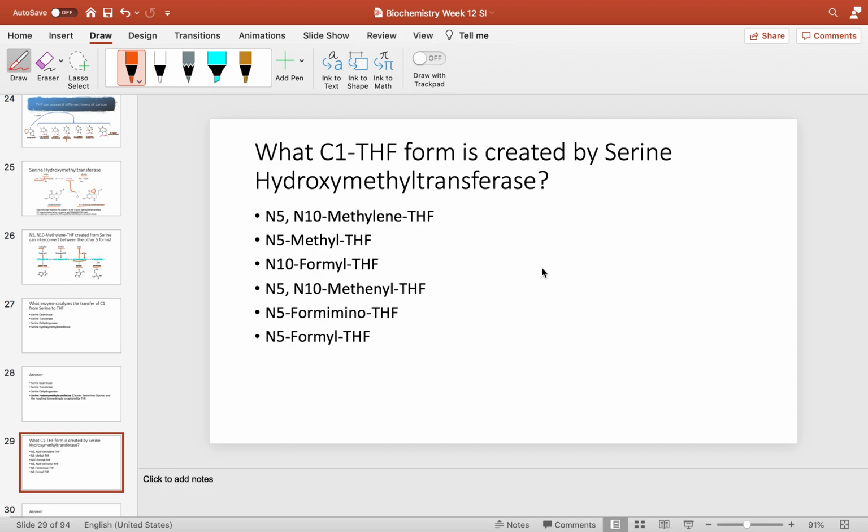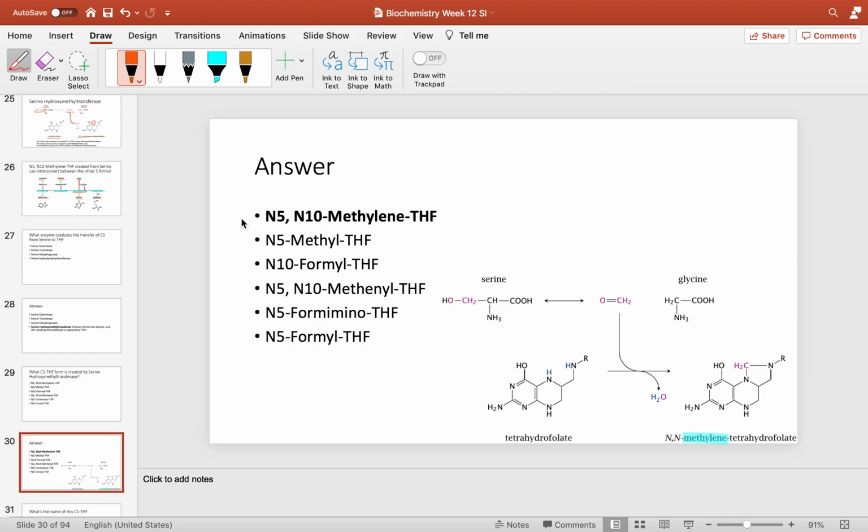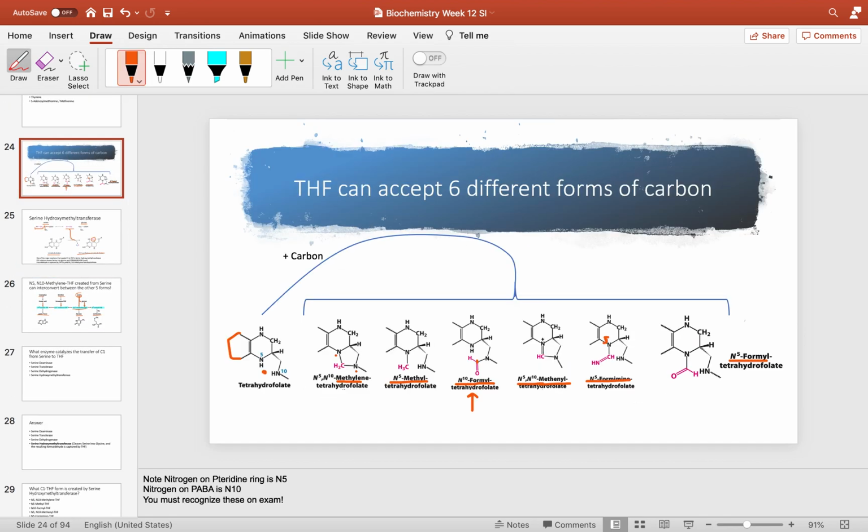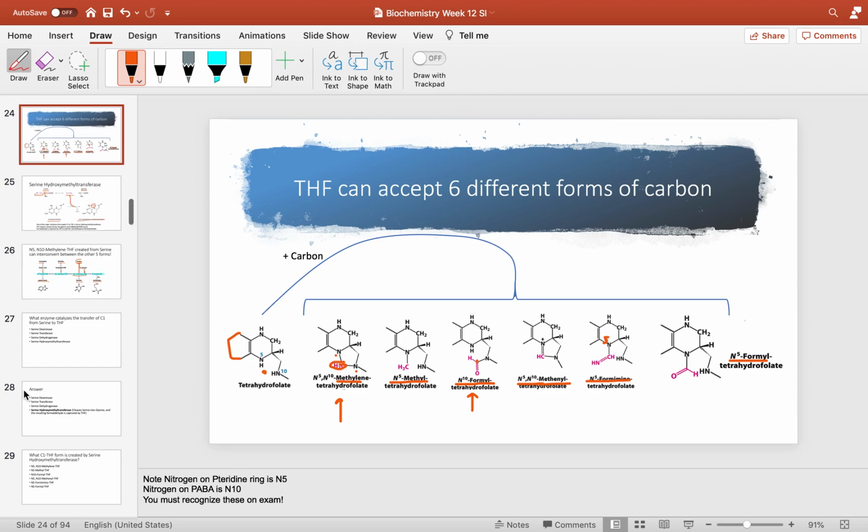So which form of THF is created by the serine hydroxymethyltransferase enzyme? Remember, these are the 6 forms we went over. Alright, so in this case, it is N5N10 methylene THF. So remember I told you guys in this diagram up here, we had serine, and it directly produces the methylene form, which was the one that looks like this, just the CH2 in between. So this is produced by serine. This is very important to know.